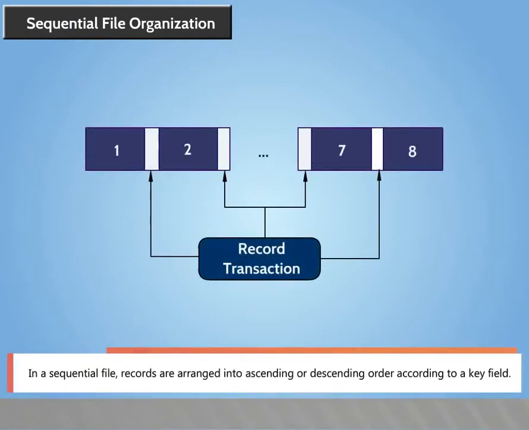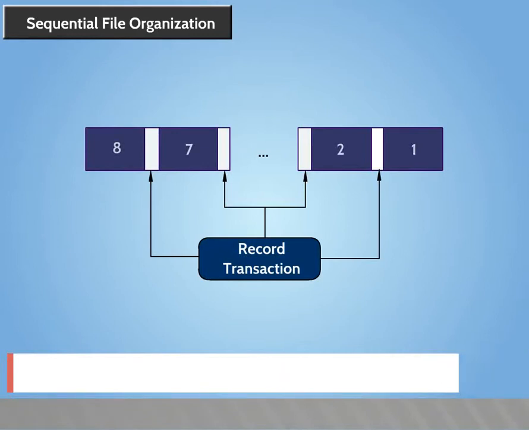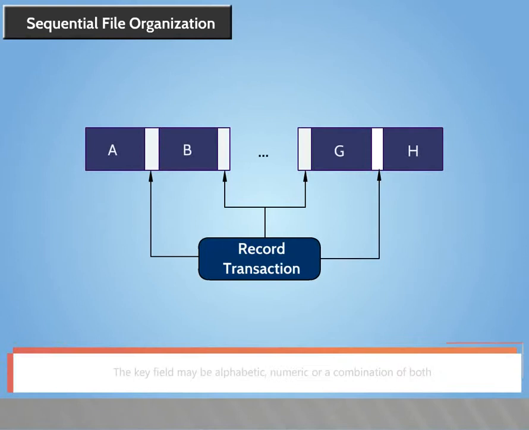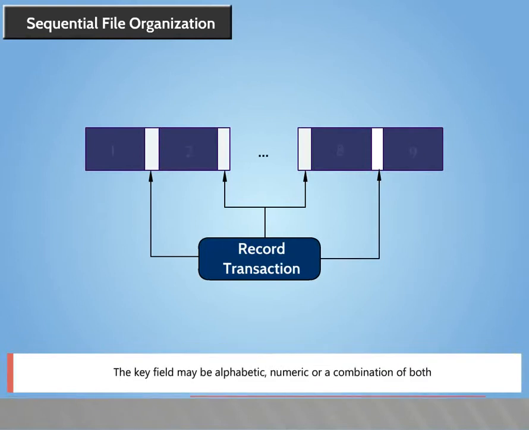Sequential file organization. In a sequential file, records are arranged into ascending or descending order according to a key field. The key field may be alphabetic, numeric, or a combination of both.